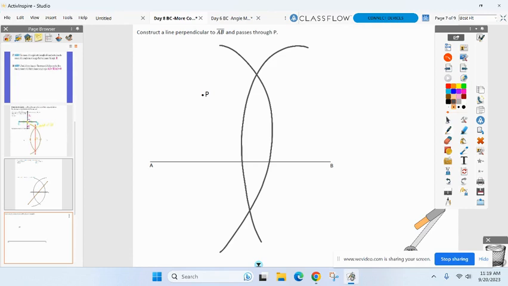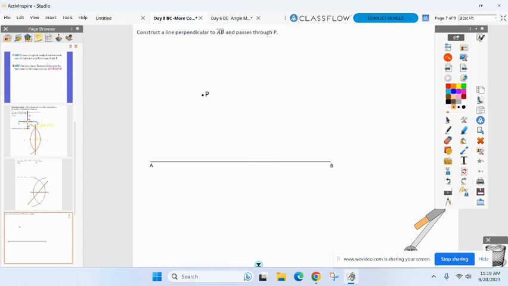Okay, this is something we haven't done yet this year, and that is just how do I make a perpendicular line that's not a bisector? All right, we know how to do that, but this one can't be a bisector. First step, put your compass point on P. All right, you're going to have to play around with your compass opening now, kids. I need an arc that intersects the line segment AB in two spots. All right, so play around with your compass. I need an arc that intersects AB in two spots.